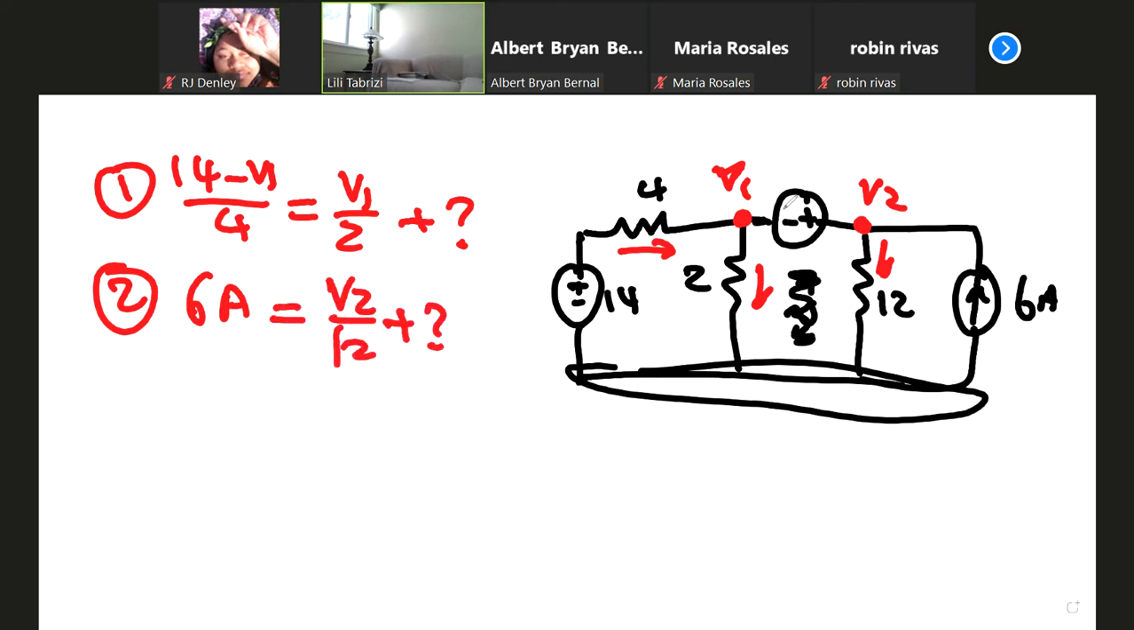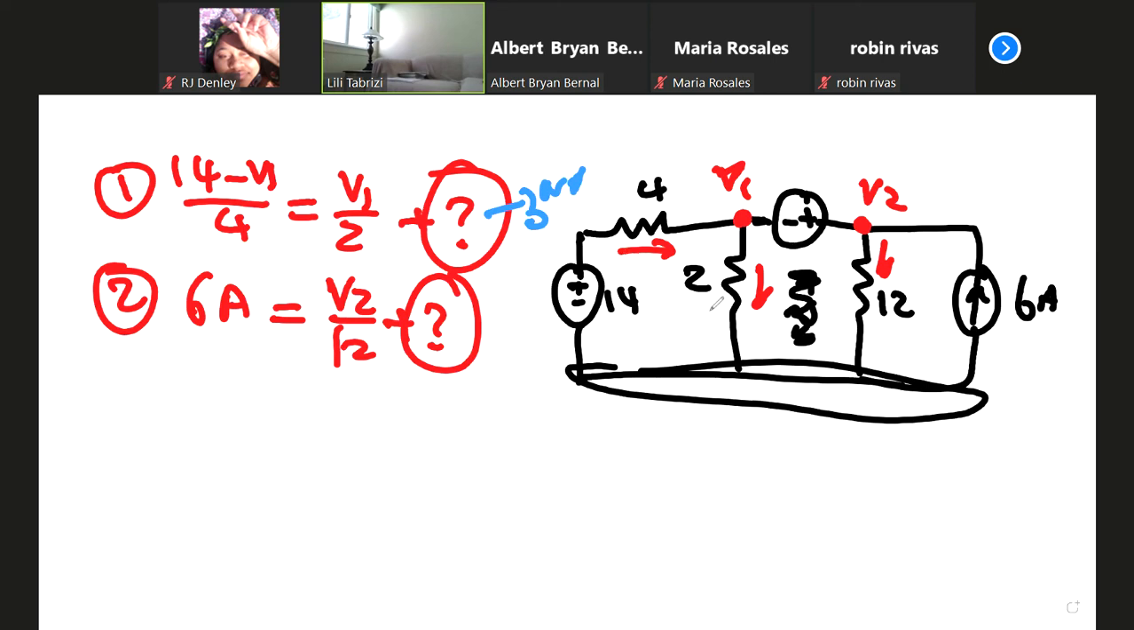What about this branch? Any thoughts? 1 minute. The branch is causing a problem. Why is this branch causing a problem? It's an independent source. Remember, the guideline says do not assign current to an independent source. It's not zero. You cannot assign it; you just leave it as unknown. You don't want to add an unknown.